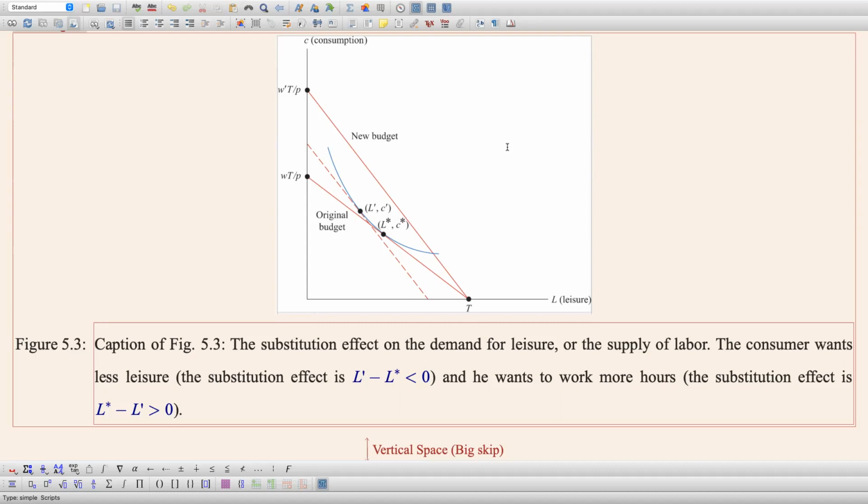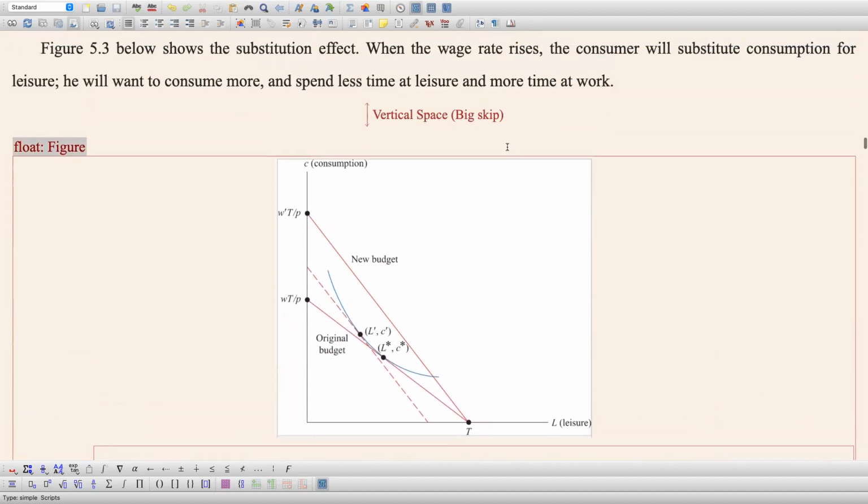The isolated effect that we want, which is the substitution effect, is this difference in leisure: L prime minus L star, from the original situation, is less than 0. So it's a negative impact, and this person wants to work more hours. That is the substitution effect here. So there you go. This is the first part.